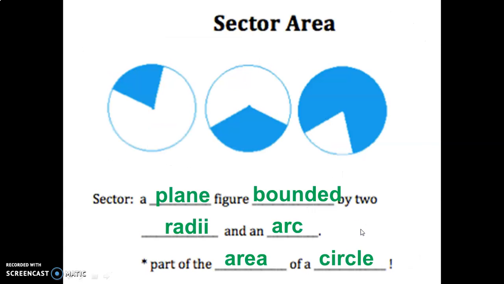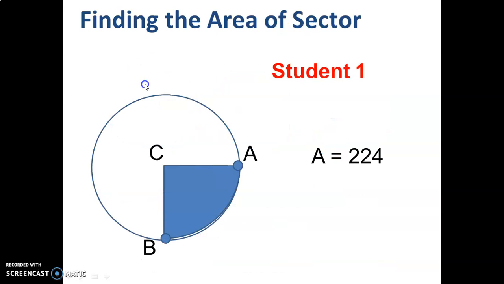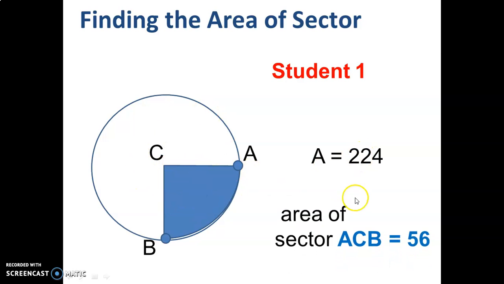Okay, now let's talk about sector. A sector is a plane figure bounded by two radii, imagine radius, radius, and an arc. So that's a sector. It is considered part of the area of a circle. Just like our arc was part of the circumference, sector area is part of the entire area. So here's an example. We have a circle, and we see that we have 1/4 of it, and we know the full area is 224, so what would be this area? Well, just like before, we can say we have 1/4 of the total, so 1/4 of that is 56.